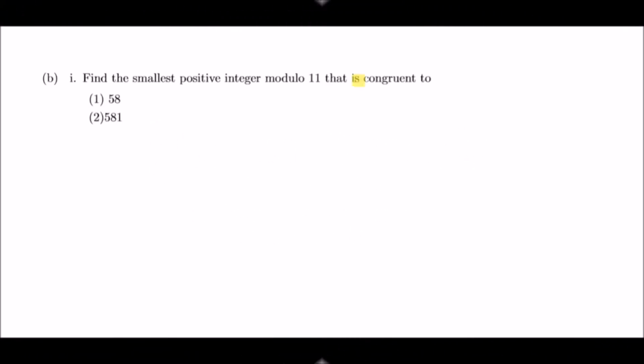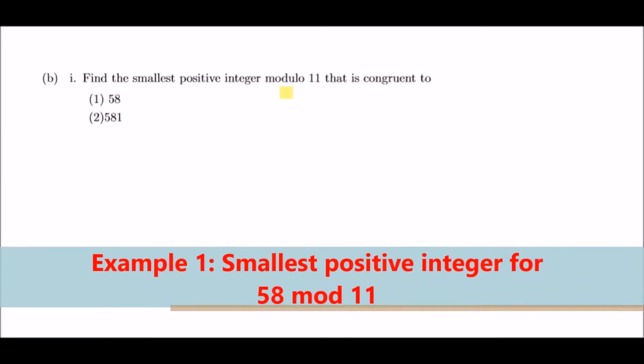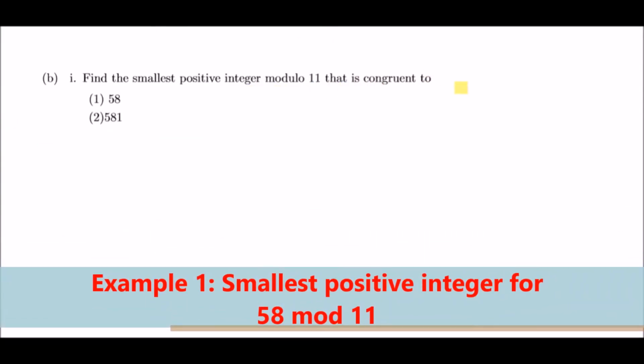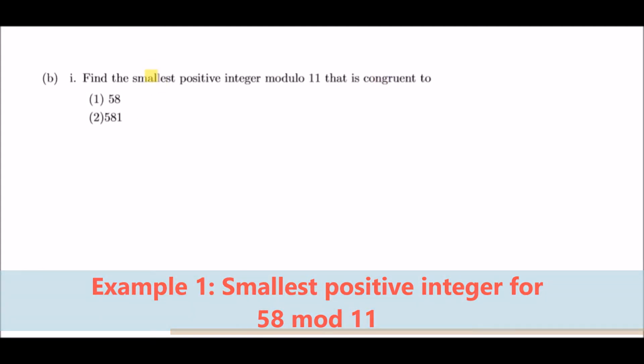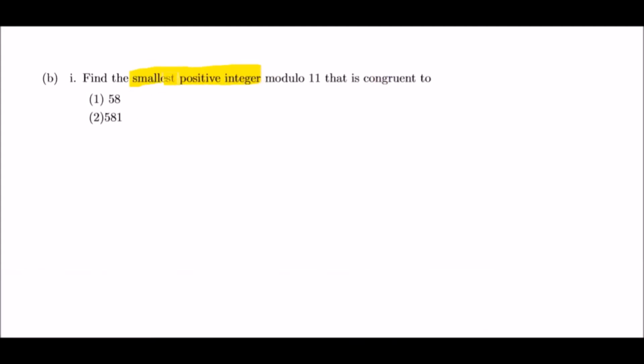So here we need to find the smallest positive integer of mod 11 that is congruent. Congruent means identical to two of these digits. All this means is that we just have to work in mod 11. So literally mod 11. This is a cycle. Now how do we do this?